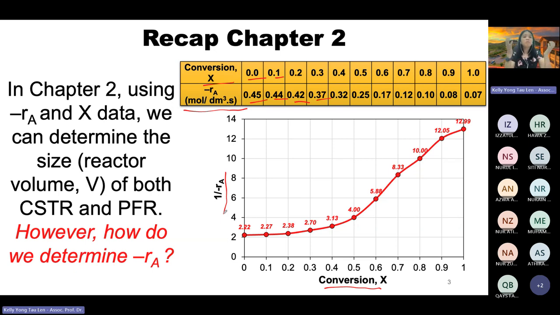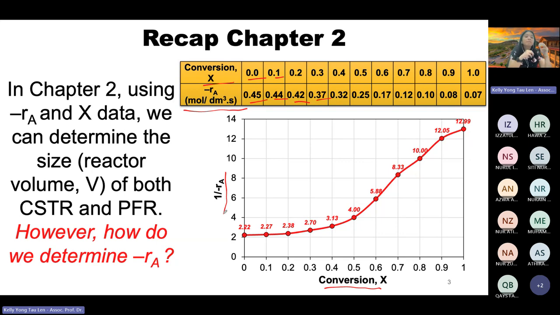But you must remember, you can calculate the volume because you are given X and minus RA. But how do we actually determine minus RA? For those who forget, what is minus RA? It is the rate of disappearance of A. Once we know for every conversion how much A disappears, we use this information to calculate the volume of PFR and the volume of CSTR. But someone has already found out your minus RA. So the next question is, how do we determine minus RA?